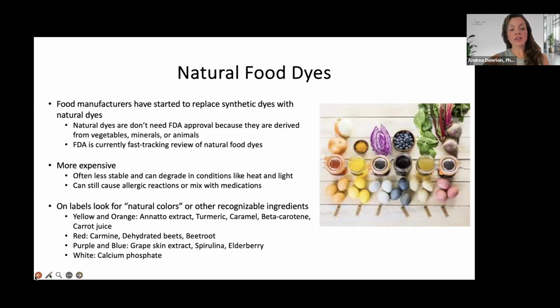So be on the lookout on food labels for natural colors or other recognizable ingredients. You might recognize beta carotene or turmeric, beetroot. These are all different types of natural food additives that you'll see, particularly for coloring foods.